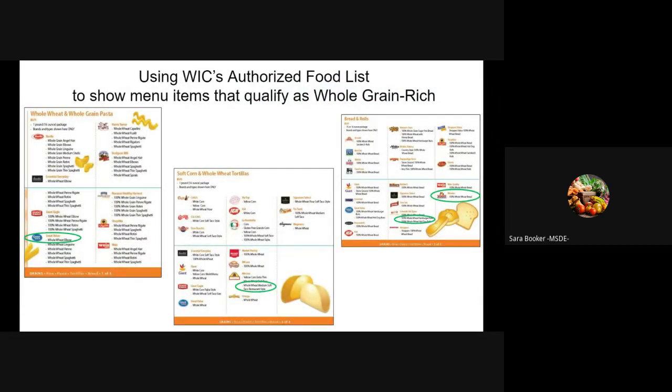So as with the cereal, the USDA also allows you to use the WIC list to help qualify your whole grain rich products. Again, this is an excerpt from the Maryland State WIC authorized food list. And again, you can simply copy these pages and circle the products that you're using to serve in fulfillment of your menu. Okay, so highlight, circle however you can to make sure that it's clear to our team which products you're using. Okay, you can see on the screen here that they have a section totally dedicated to pasta, some to tortillas, and some to breads and rolls.